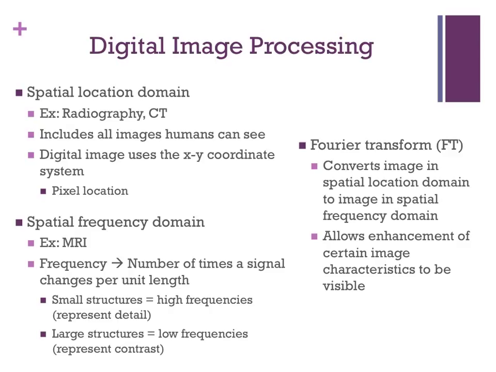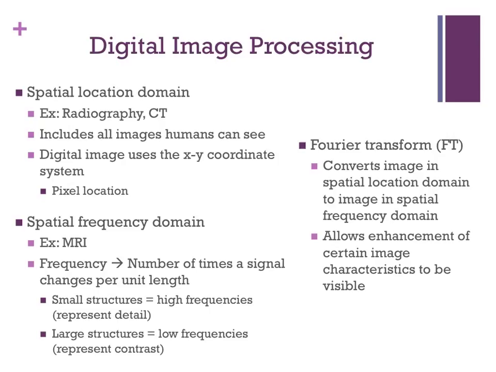Images can also be acquired in the spatial frequency domain, and these are MRI images, for example. The term frequency refers to the number of cycles per unit length, that is, the number of times the signal changes per unit length. There are small structures within an object, and these produce high frequencies and represent detail, and then there are large structures, which are low frequencies and represent the contrast.